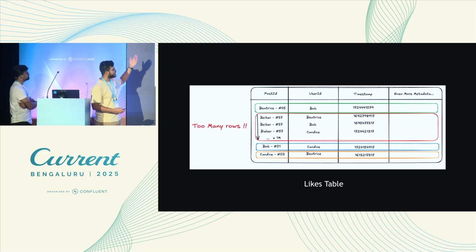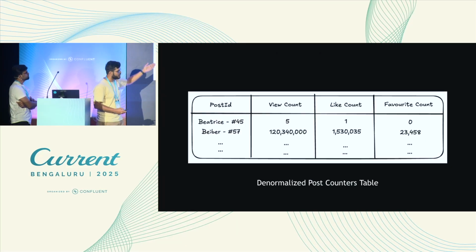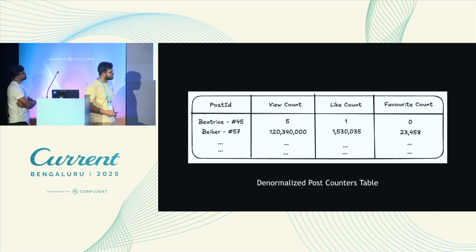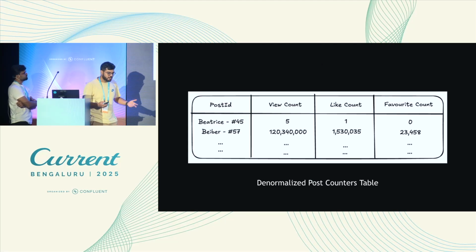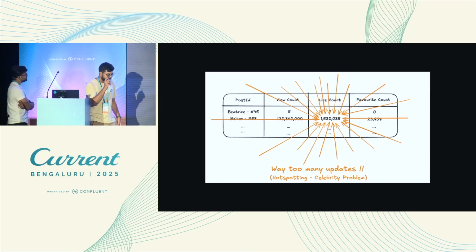You don't need to have so many rows that you have to scan over. You can have a denormalized counters table, and you can store the counter for, let's say, Justin Bieber here, and then the like count, view count, etc. Now this is probably problem solved, but do you see the problem here that can happen? The main problem is that there can be too many updates, which can lead to hotspotting issues. It's a famous thing called the celebrity problem. Actually, that's why it's called a celebrity problem.